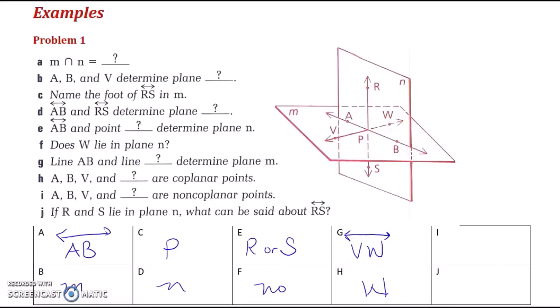A, B, V, and what other points are non-coplanar? So they're looking at A, B, and V, which are in plane M. So we could choose R or S, because those are not in plane M.